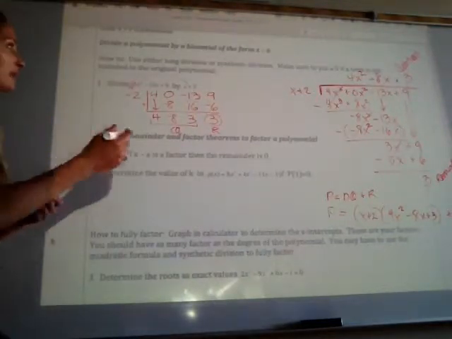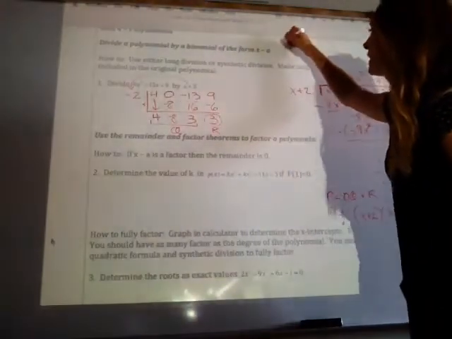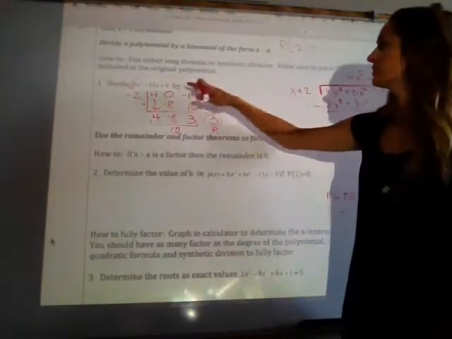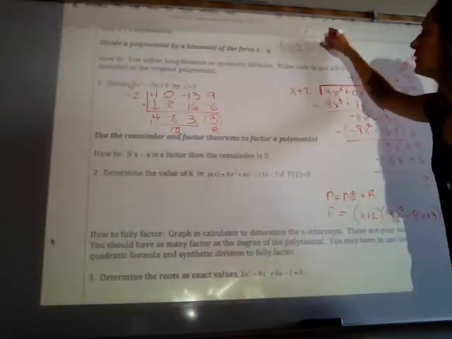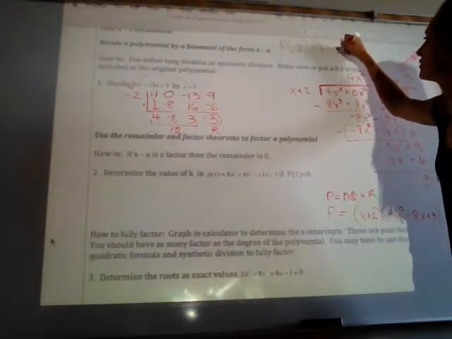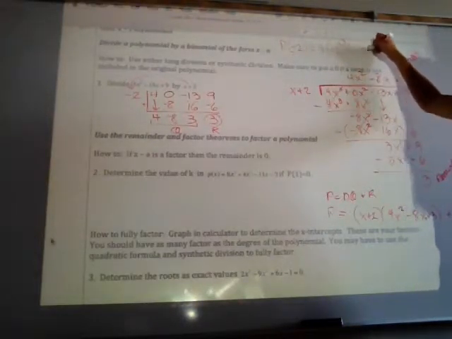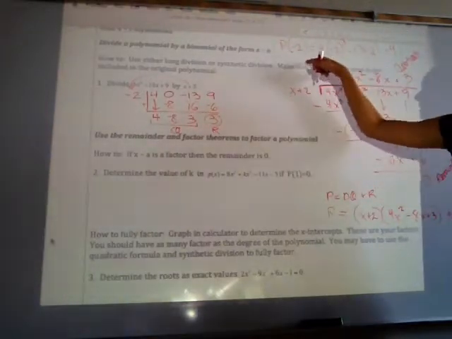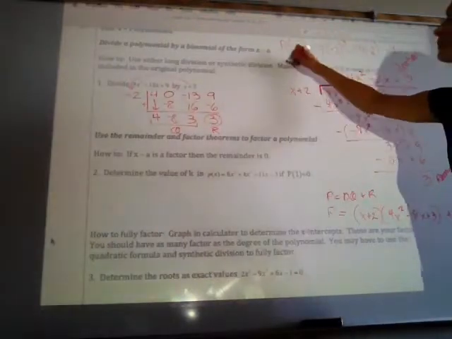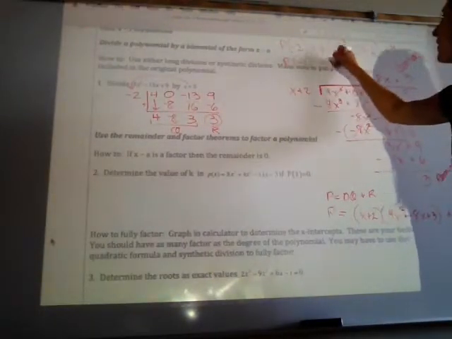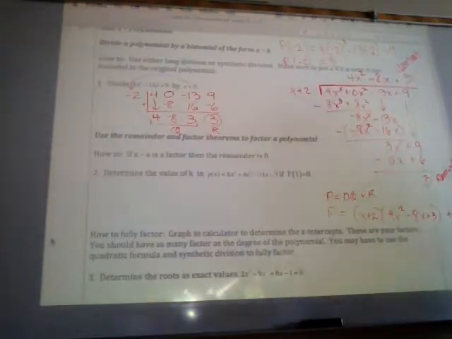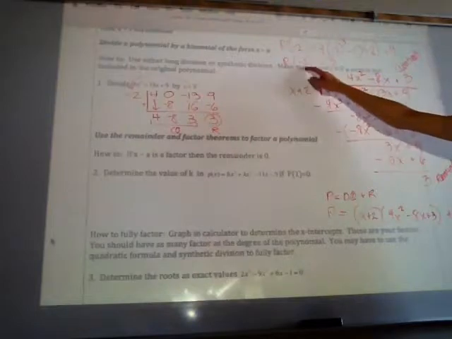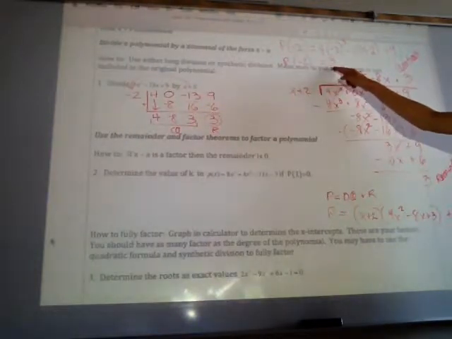For example, I'm just going to go back to this question. If I went p of negative 2, and I subbed negative 2 into all of the x's here, 4, and then negative 2 cubed, minus 13 times negative 2, plus 9. Okay, if I got 0, then x plus 2 would be a factor. But I'm going to end up with 3. So is x plus 2 a factor? No.